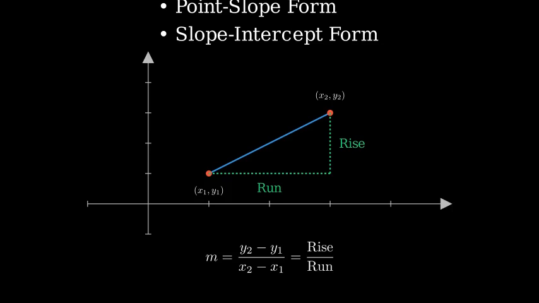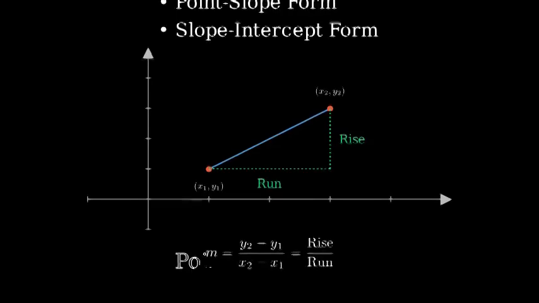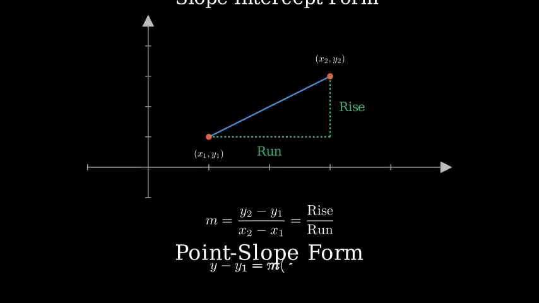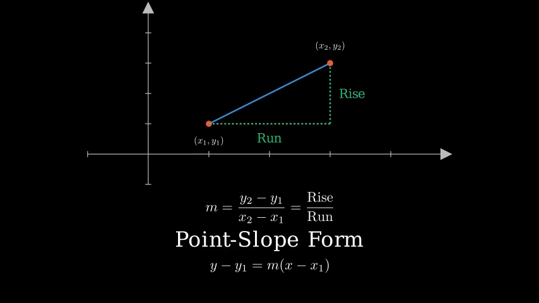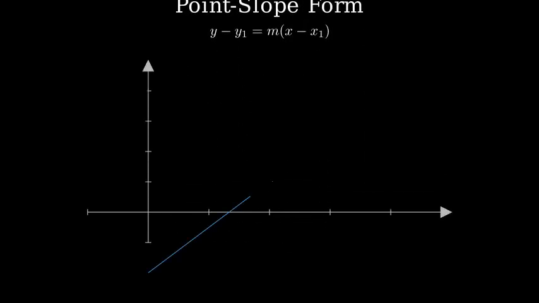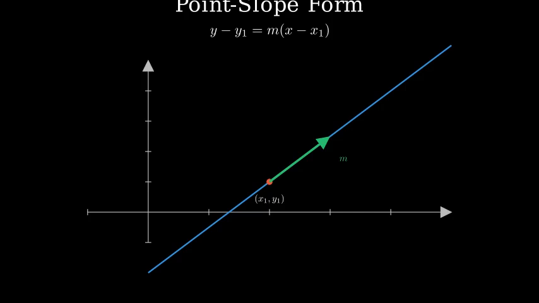Now, let's introduce the point-slope form of a line. If we know a point on the line (x1, y1) and the slope m, we can write the equation as y minus y1 equals m times (x minus x1). This form directly relates to the definition of slope. It says that the change in y over the change in x equals the slope m.